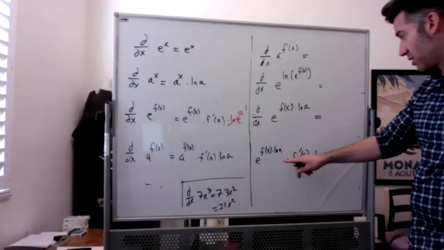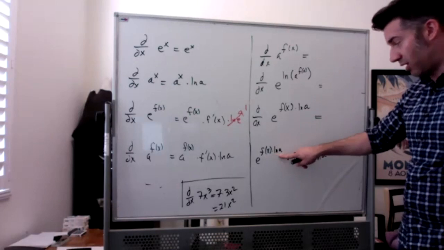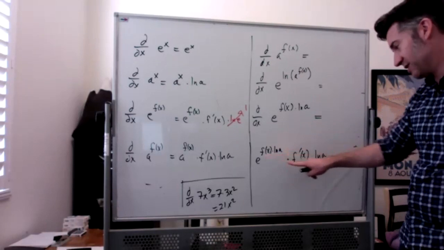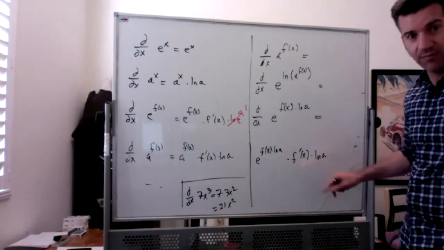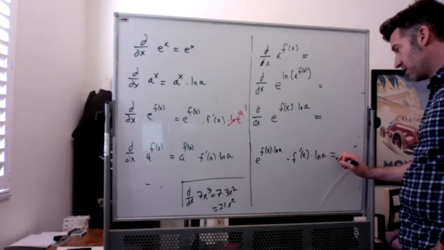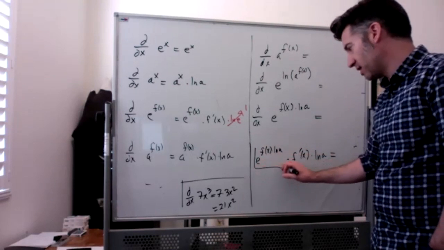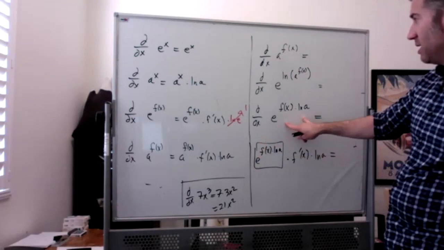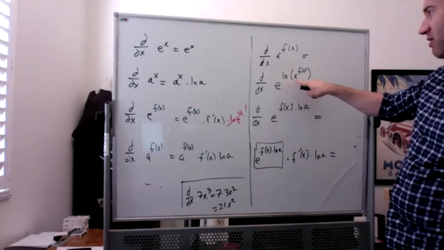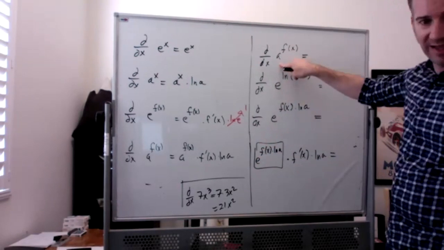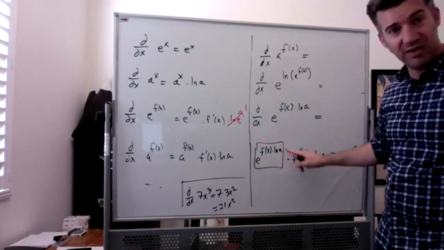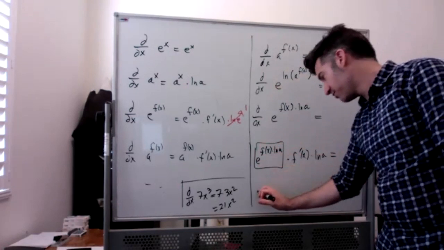The derivative of a constant times the function is just the constant times the derivative of the function. Okay, but now look, e to the f of x times natural log of a is the same as e to the natural log of a to the f of x, which is the same as a to the f of x. This part here is just a to the f of x.